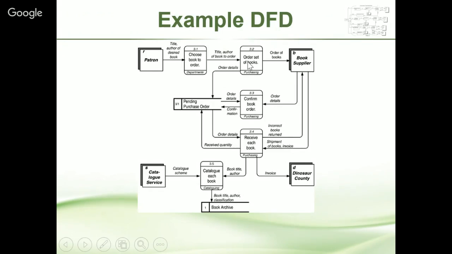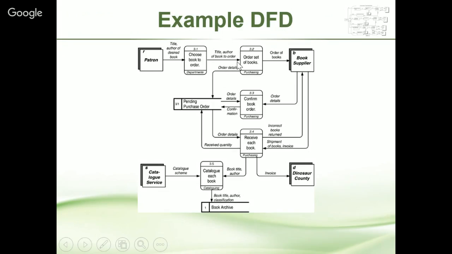These arrows represent data flowing somewhere. And what data is flowing is listed on the arrow. So in this case, we have the patron. I walk into the library and I tell them the title and author of the book that I'd like to see in the library. Some department chooses the books to order from all the stuff that the patrons have brought in. Once they pick that, they take the title and author for all of those books and they order them.